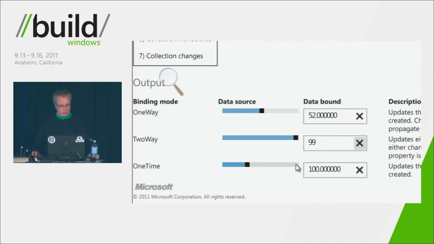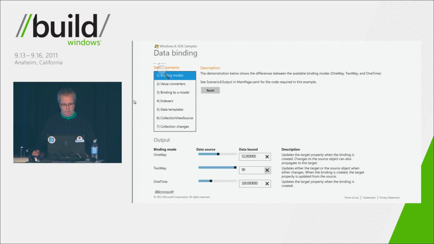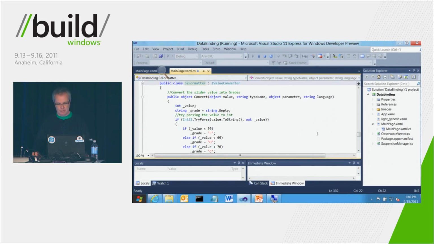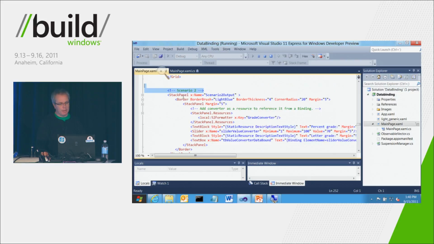So how do you do this? I'm going to zoom out. If I take a look at this in Visual Studio, you'll see that if you download the SDK samples, they're split into scenarios. So like you saw, I had a list box there of the different scenarios. Go into your XAML and take a look at the scenarios, and they're all nicely commented. So that was scenario 1.